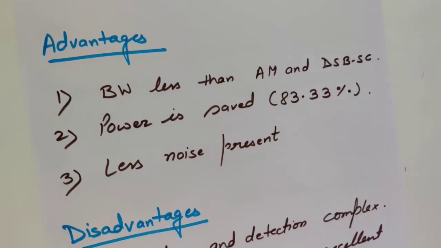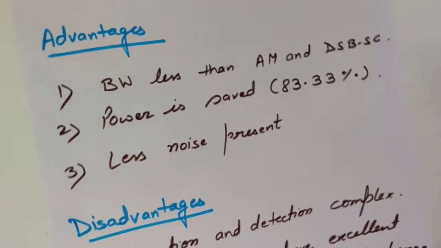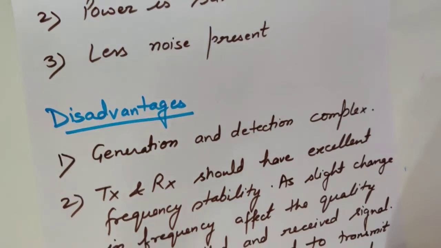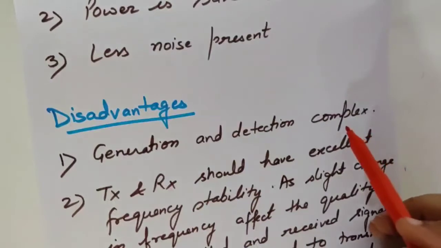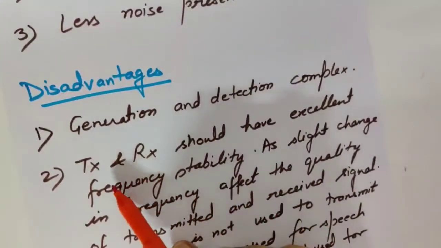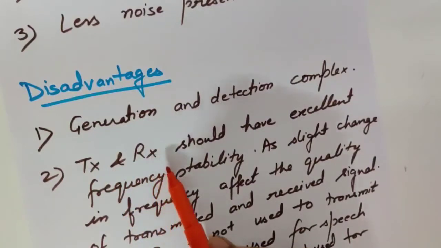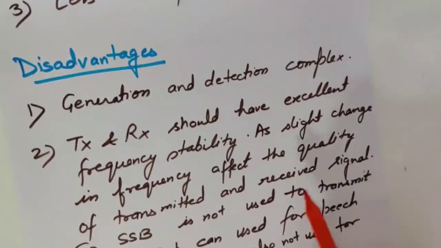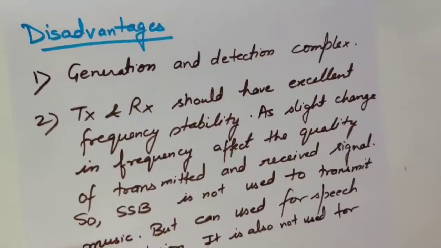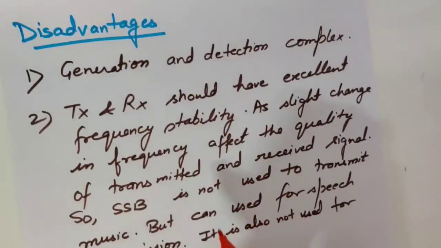Okay. Now come towards the disadvantages. The disadvantage of the SSB system is that generation and detection is complex. We will study it in modulation and demodulation. Then the transmitter and receiver should have excellent frequency stability. If there is a minute or slight change in the frequency, it affects the quality of the transmitted and received signal. So if we want to transmit music, we are not using SSB for this.